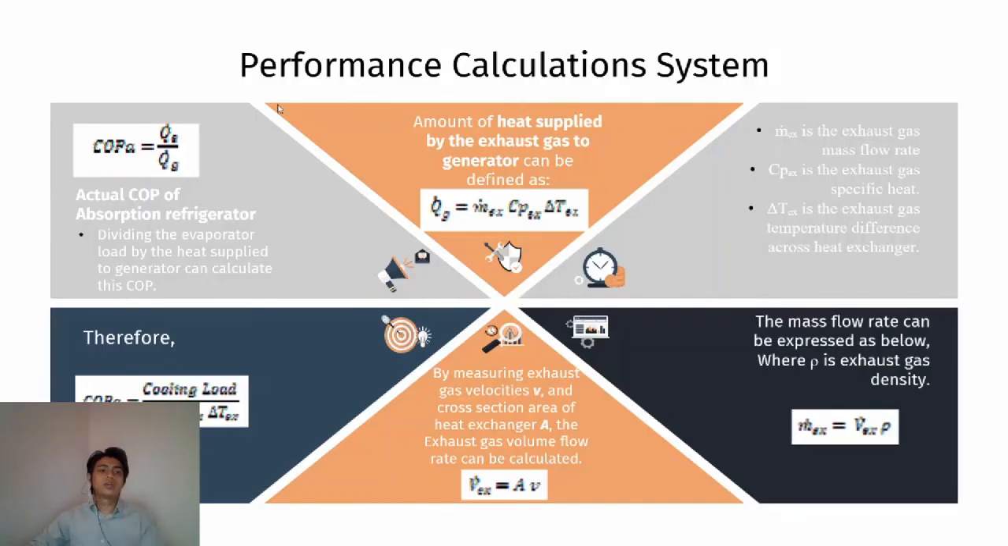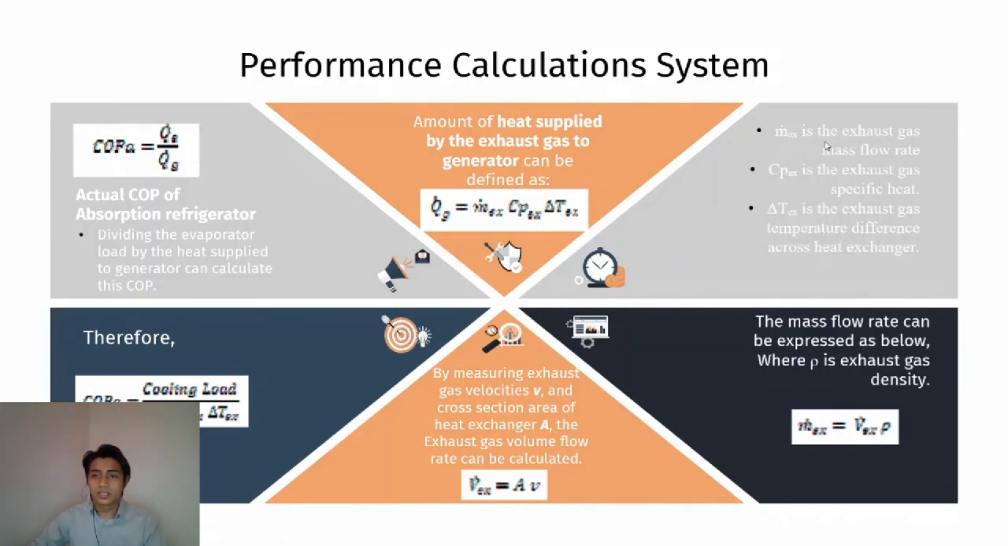Next, the actual COP of absorption refrigerator. As you can see here, this COP can be obtained by dividing the evaporator load by the heat supplied to the generator. Next, the amount of heat supplied by the exhaust gas to the generator can be defined by this formula.